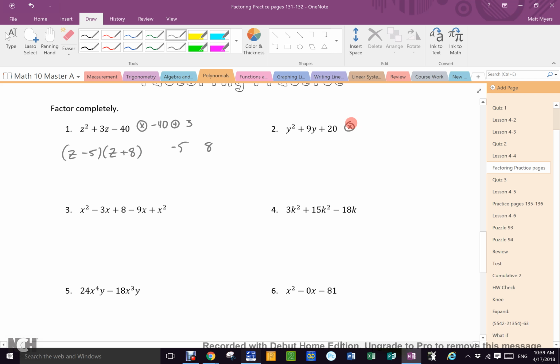I need to multiply to what? What is it? 5 and 4. Y plus 5, Y plus 4.